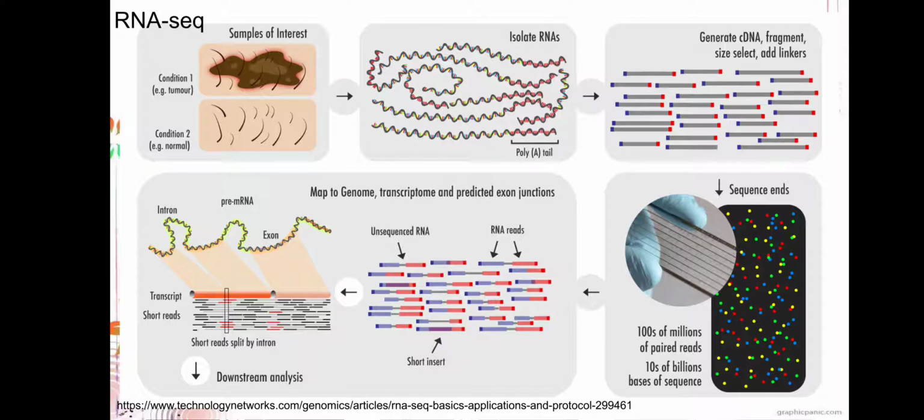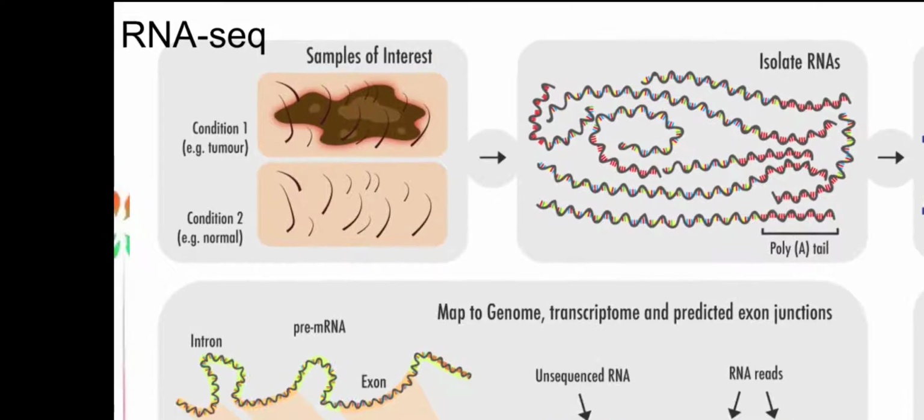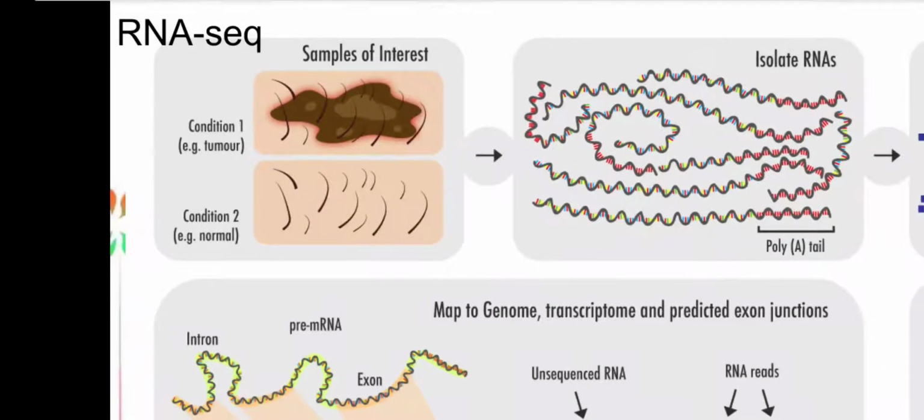So with RNA-seq, or RNA sequencing, just like microarray, you have cells that we will be comparing. So cells under two conditions, either diseased or healthy, or here in this example, a normal skin cell and a tumor cell. So these are your samples, your cell samples.